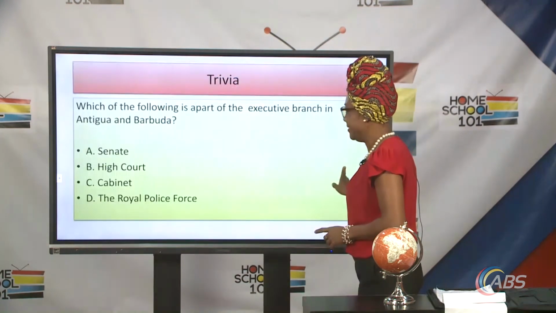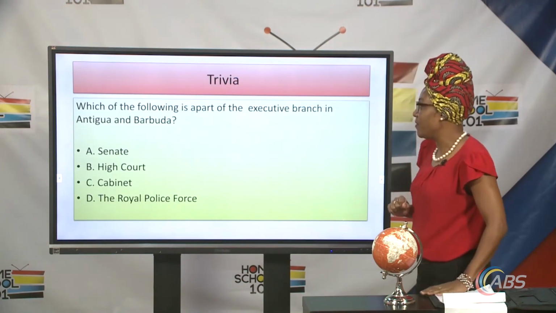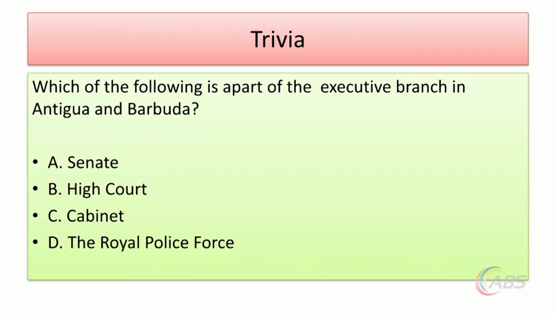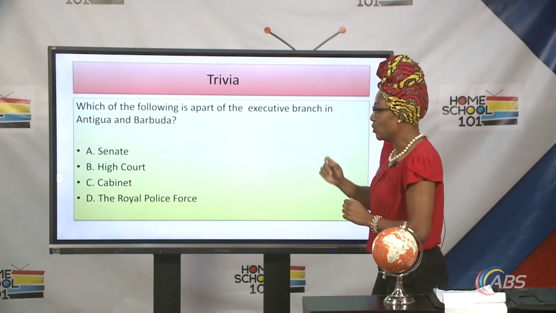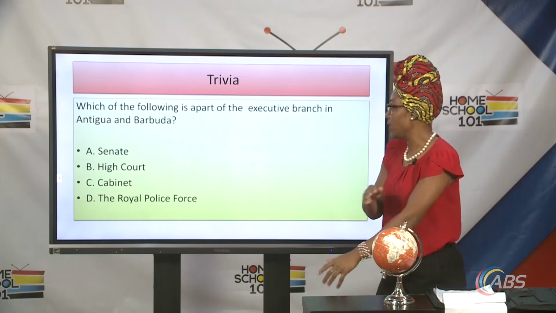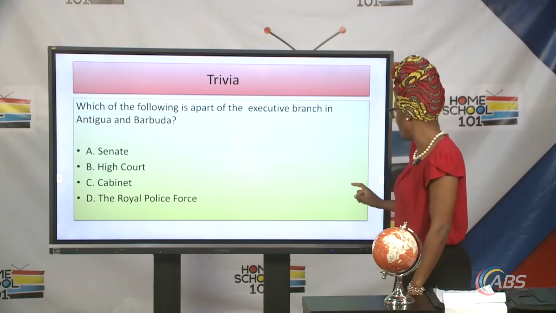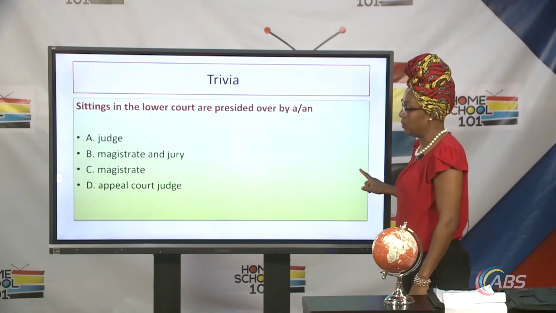Okay, let's move on. All right, second question. Which of the following is a part of the executive branch in Antigua and Barbuda? A, Senate, B, High Court, C, Cabinet, or D, the Royal Police Force? And I know we have very bright children. So now, of course, I know they would say, oh, it's C, Cabinet, because this is just a reinforcement lesson. So yes, C, Cabinet is correct. Cabinet is part of the executive branch. Remember, we spoke about that earlier in our lesson. Let's move on.